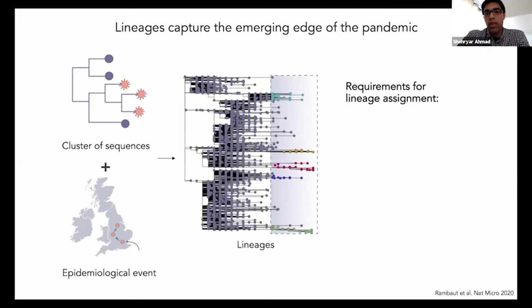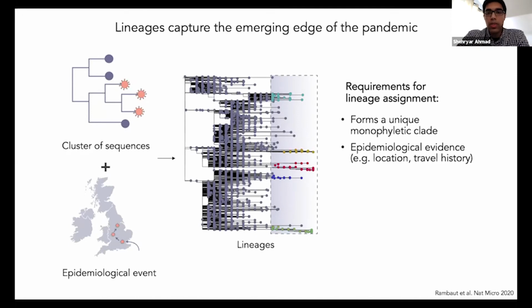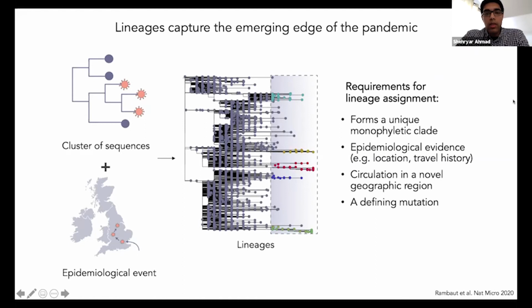So when defining a lineage, there are a few key requirements. First is to form a clade, or just a group that differentiates it from the ancestor sequence, and then epidemiological evidence. This is important, obviously, because you need to have some evidence that this is causing infection and circulating through a novel geographic region. And lastly, there needs to be a defining mutation or mutations that make this lineage unique.